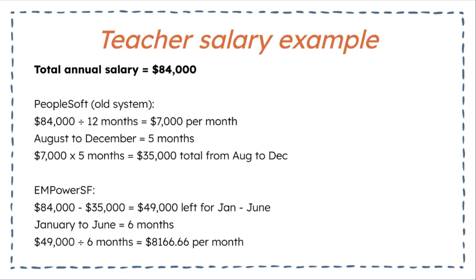$84,000 minus the $35,000 already paid up through December equals $49,000 left for the months January through June. If you take $49,000 and divide it by the remaining 6 months of work for January through June, since CalSTRS now requires only 11 months of earnings reported, this teacher gets $81,066.66 on their monthly paycheck instead of the $7,000 they used to get.